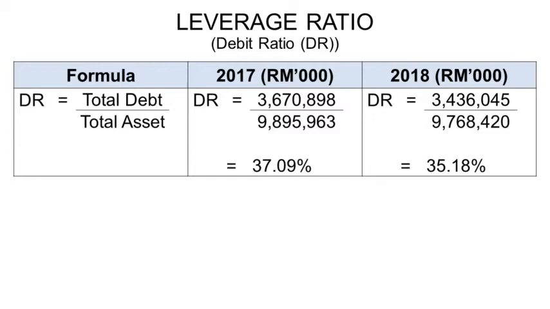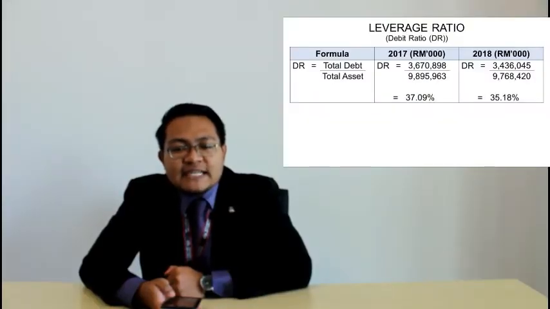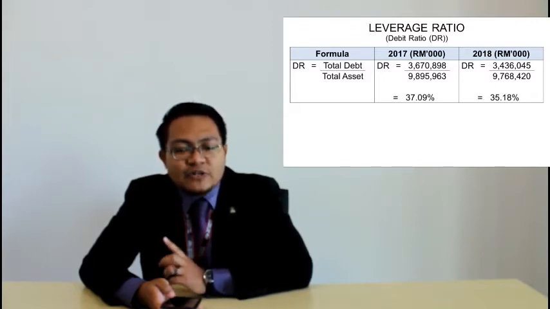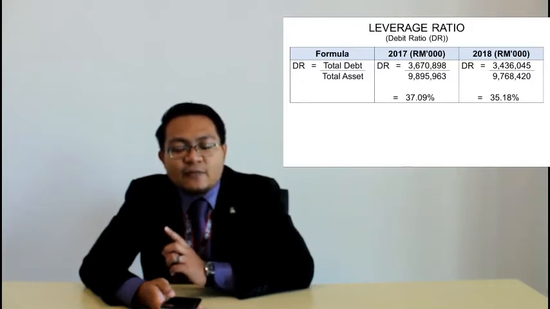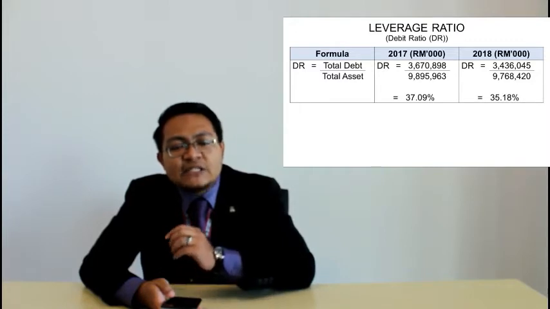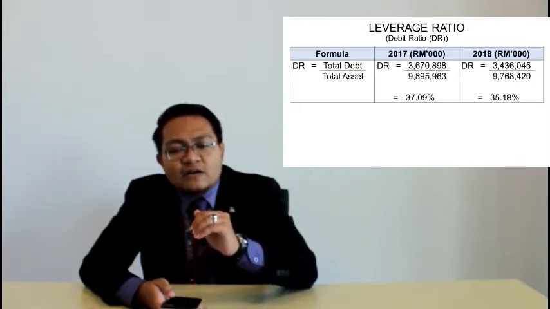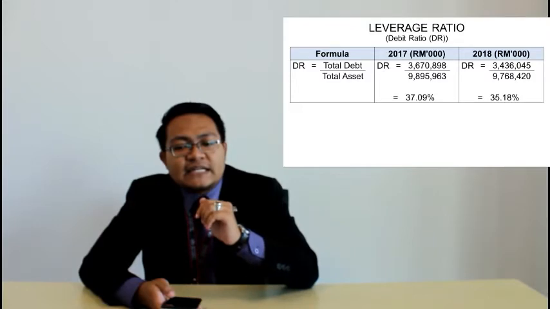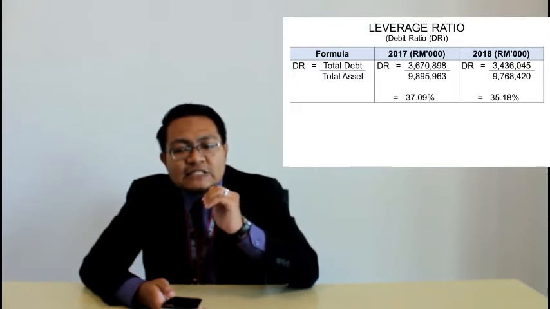Based on the calculation, we could see that in the year 2017, total assets being funded by total debt is 37.09%, while in 2018, the total assets being funded by total debt is 35.18%. It shows the reduction of depending on debt, either short-term or long-term liabilities.